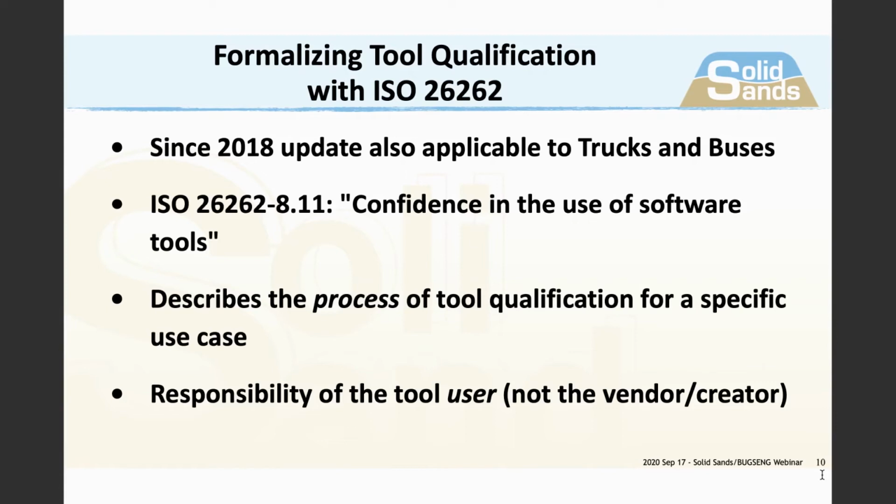It's also important to note that the qualification responsibility, the development of this confidence in the tool, is a responsibility for the user of the compiler. You cannot leave that to the vendor of the compiler. You cannot say to the vendor, give me a compiler that I can trust. And the reason is that the vendor will not have tested that compiler for the specific use case that you are using it for.